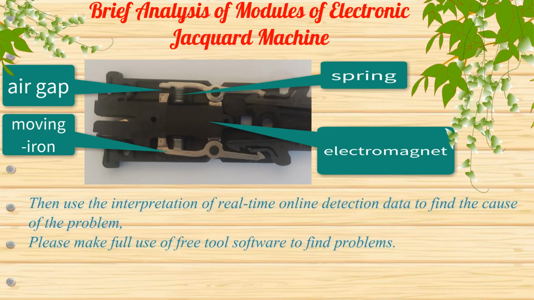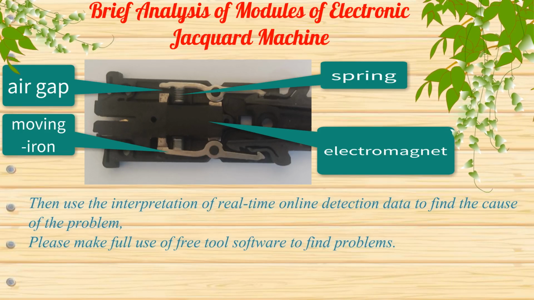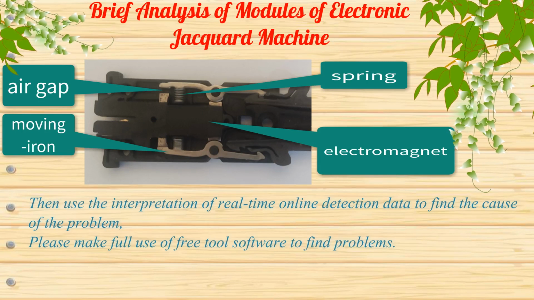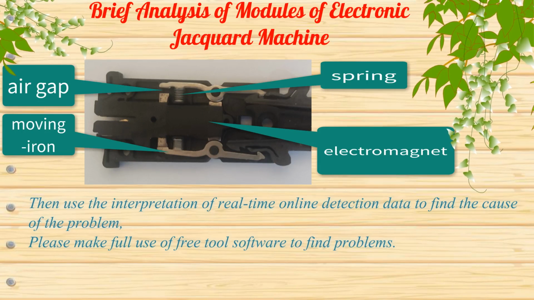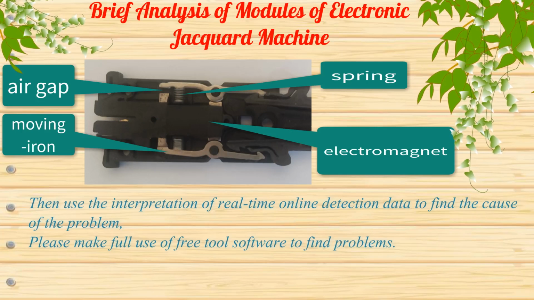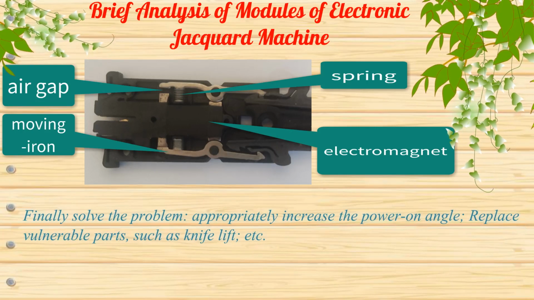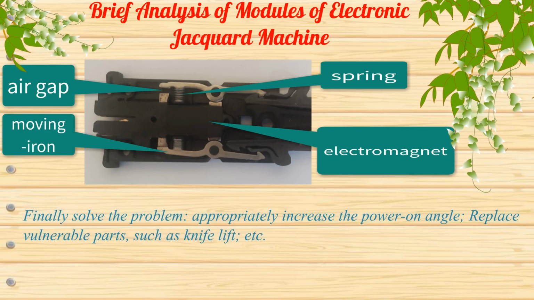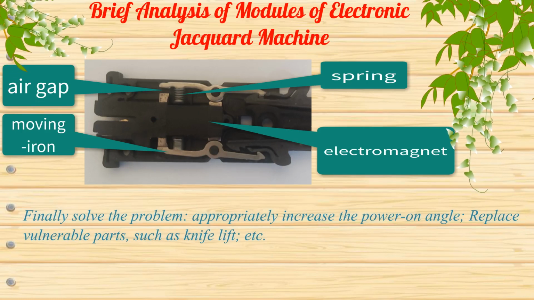Then use the interpretation of real-time online detection data to find the cause of the problem. Please make full use of free tool software to find problems. Finally, solve the problem. Appropriately increase the power on angle. Replace vulnerable parts, such as knife lift, etc.